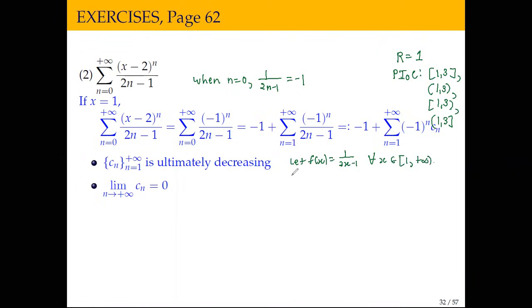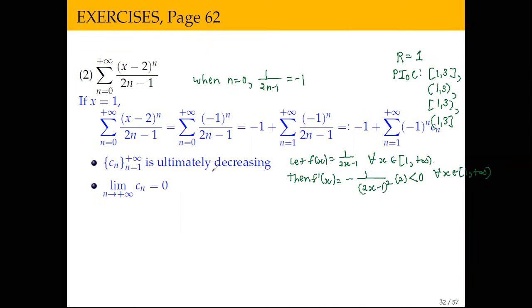If that is the case, then f prime will be equal to negative of 2x minus 1 squared times 2. For all x in this interval, 1 over 2x minus 1 squared is always positive. Times negative 2, we have a negative number. So this is negative for all x in this interval. Thus, we say that C sub n is strictly decreasing.